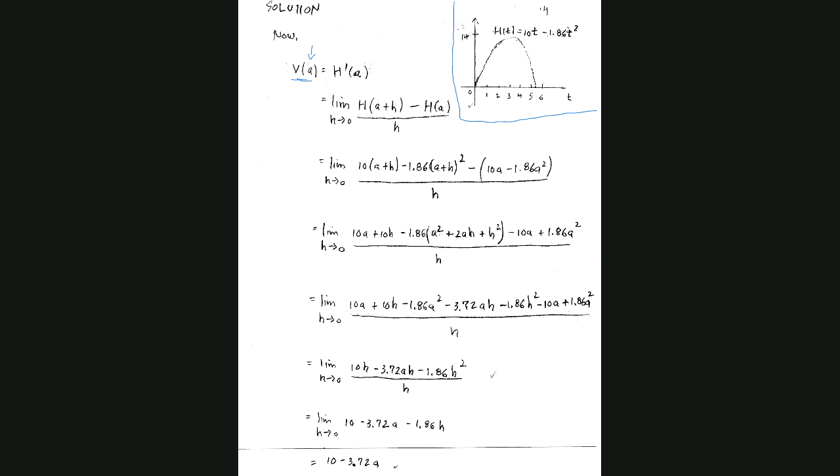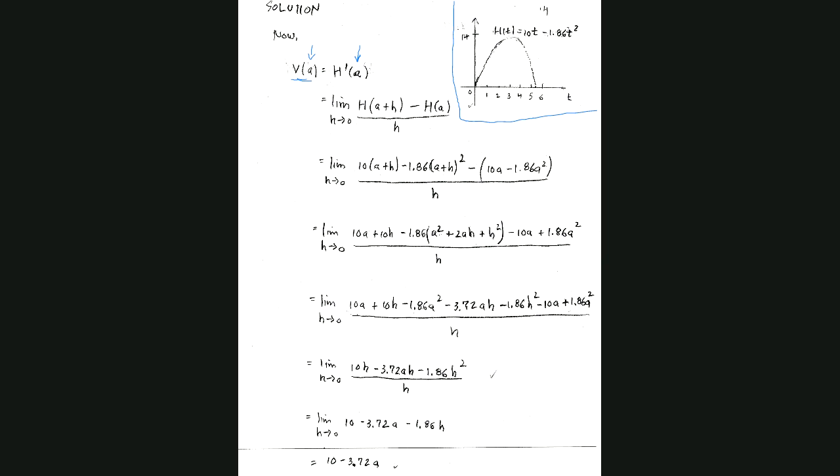But I'm not doing h prime of 1. I want to find the velocity of the rock at 1 second, but instead of using 1, I'm going to use a. The reason is I want to get a general formula for h prime of a, which would be the velocity at time a, the instantaneous velocity at time a. I want a formula for h prime of a in terms of a, and a could be any time. And then I'm going to use that formula to answer this question.